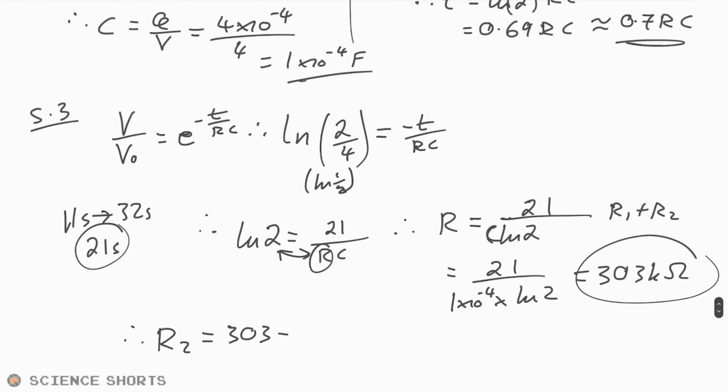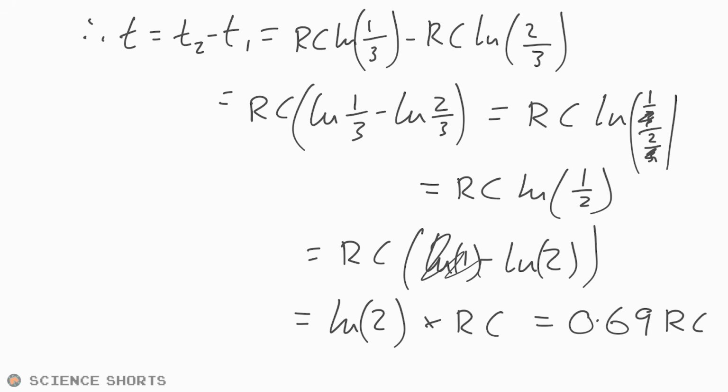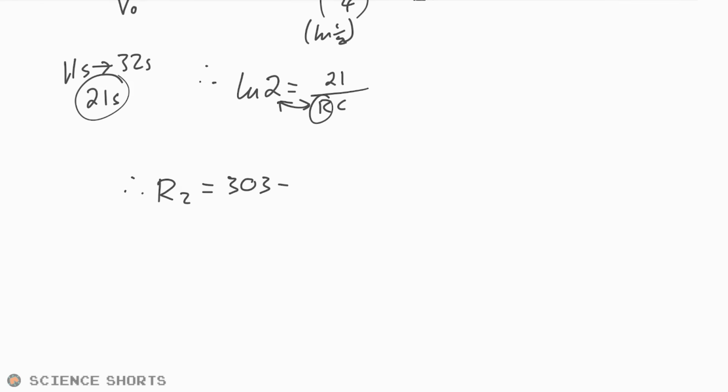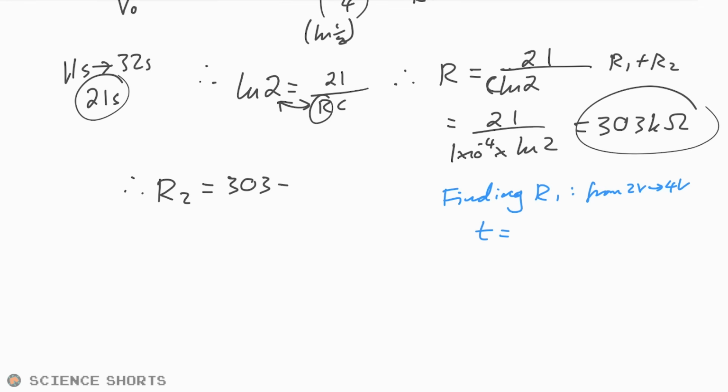Quite often they will be cheeky. And it was quite a while back here, wasn't it? So we said that the time to charge from 2 volts to 4 volts is 0.7 RC. Right, and that was R1C, wasn't it? So T is equal to 0.7 R1C. And so therefore R1 is equal to T over 0.7 C.